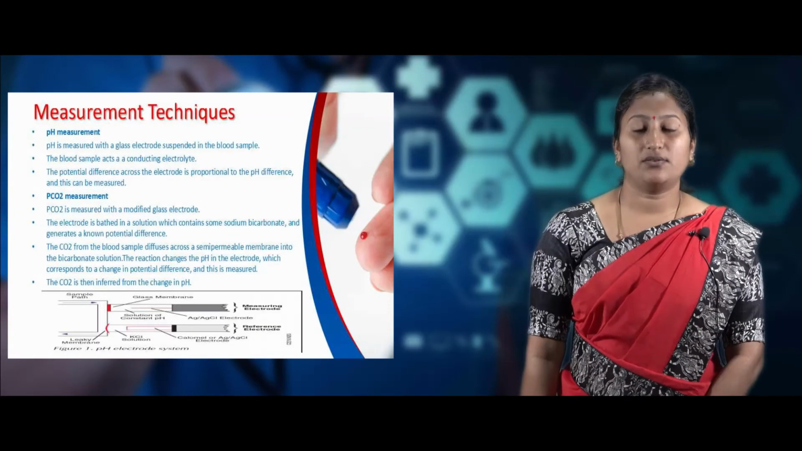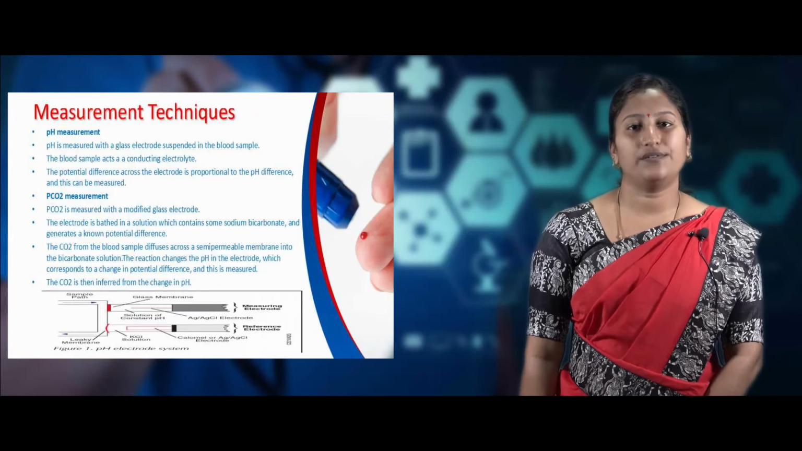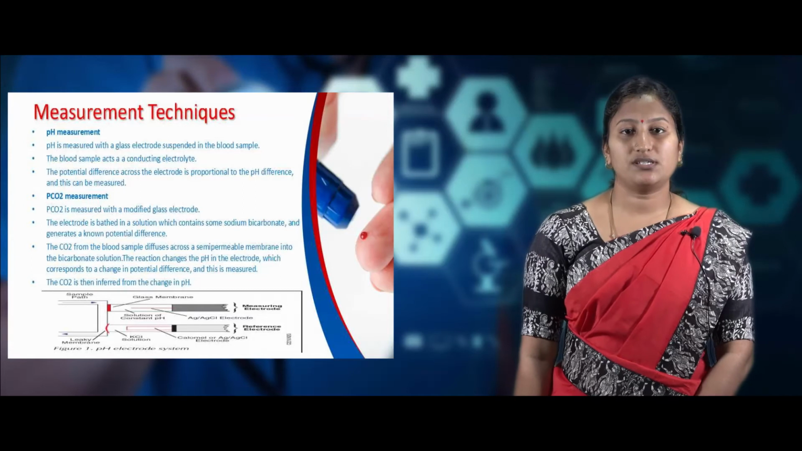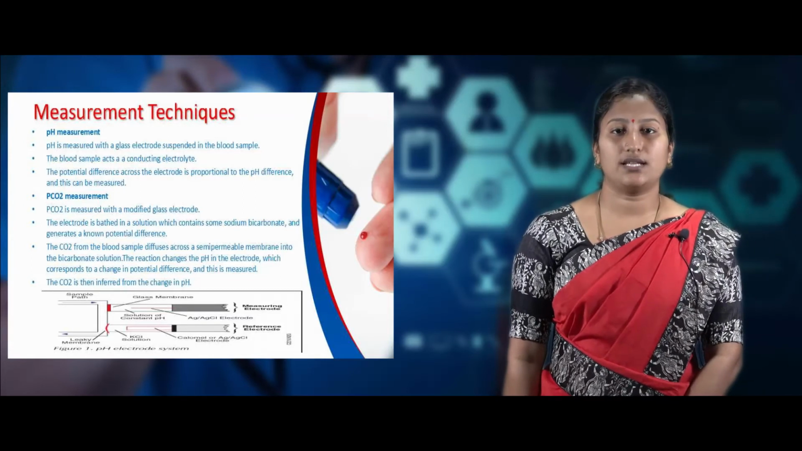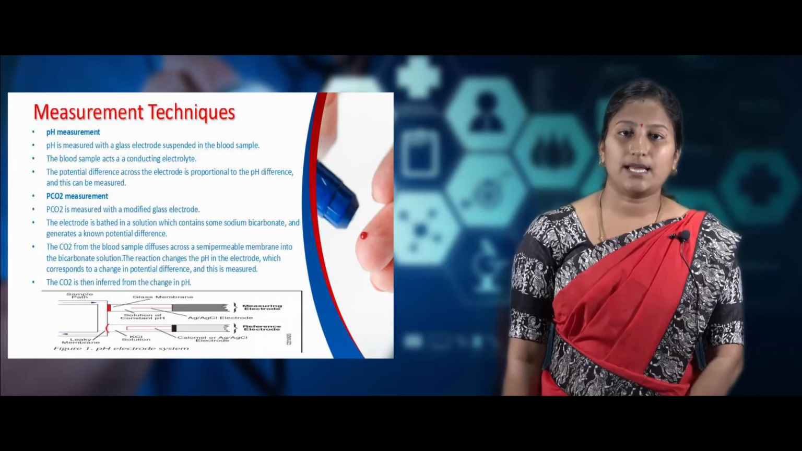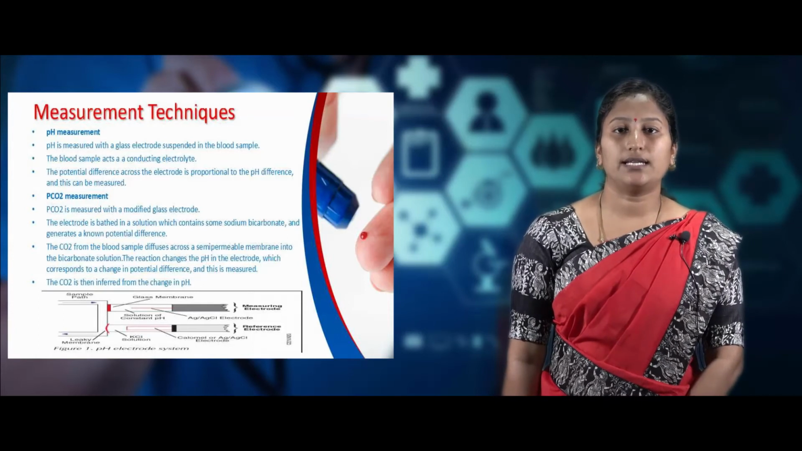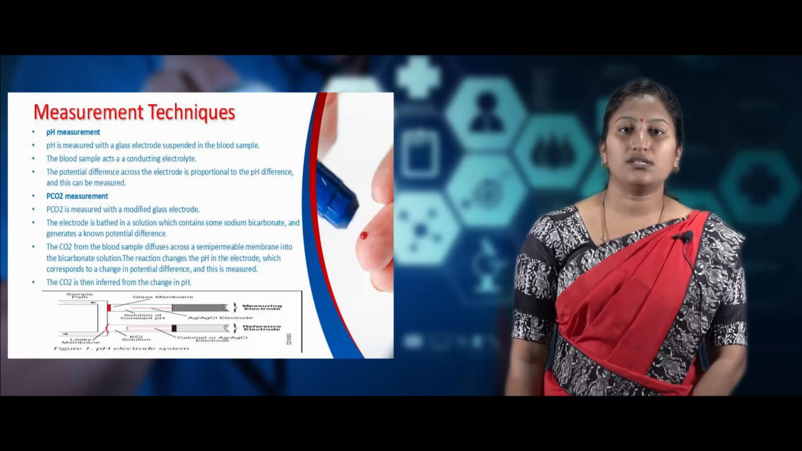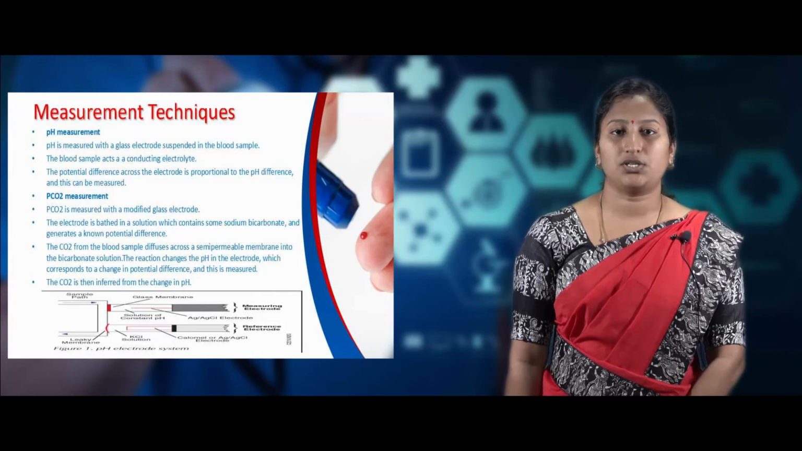Now let's discuss the measurement techniques for different parameters. pH measurement: the pH measurement is carried out with a glass electrode that is suspended in the blood sample. The blood sample acts as the conducting electrolyte. The potential difference across the electrode is directly proportional to the pH difference and thus it is measured.